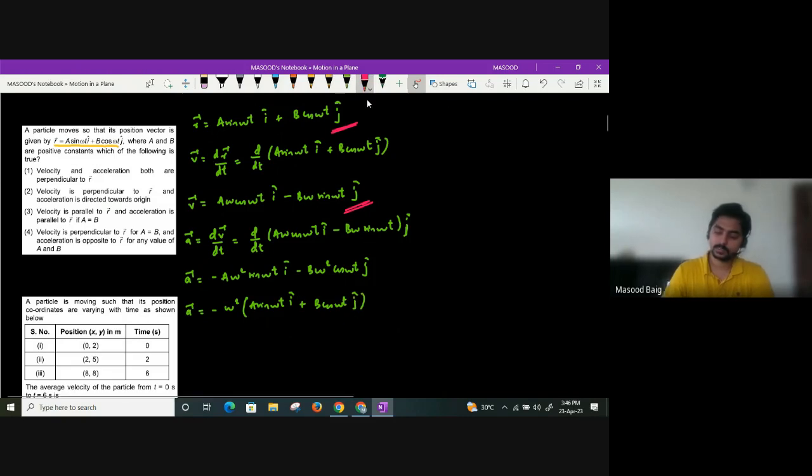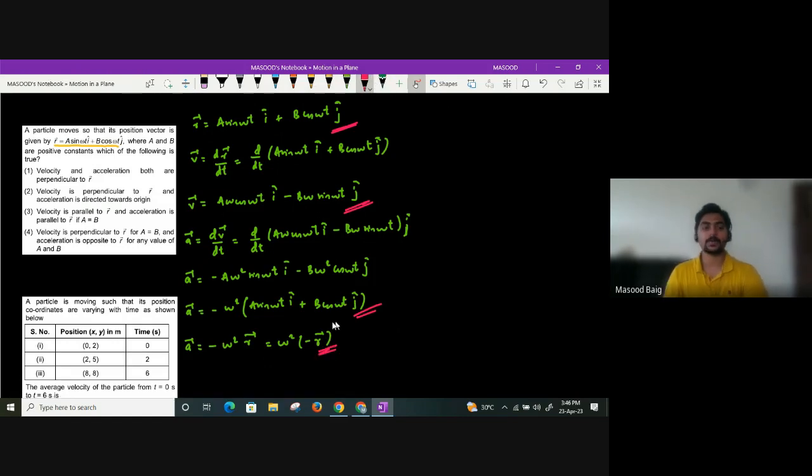Is that clear? Now please tell me, what is this a sin omega t i cap plus b cos omega t j cap? What is it, beta? Is it r bar or not? So minus omega square r bar. So can I write it as omega square into minus r bar? Yes. So acceleration is anti-parallel to r bar. Is this correct, all of you? The acceleration is opposite to r bar will be the correct statement.